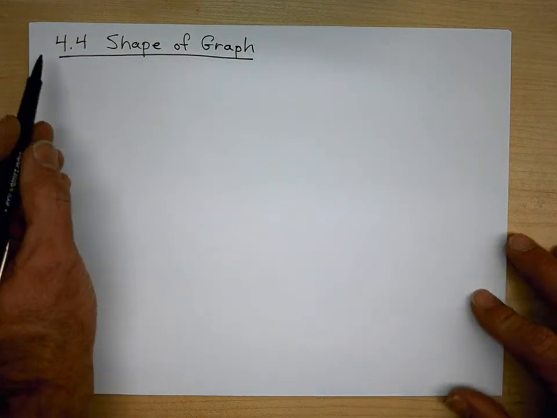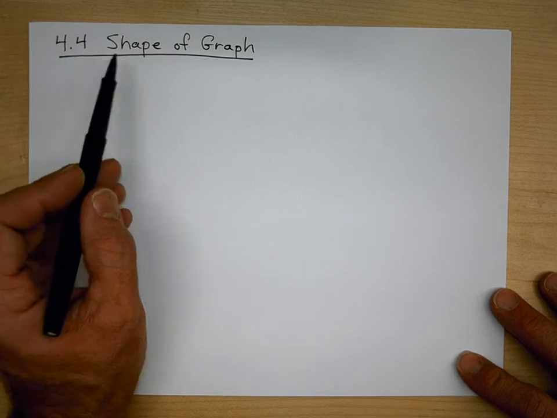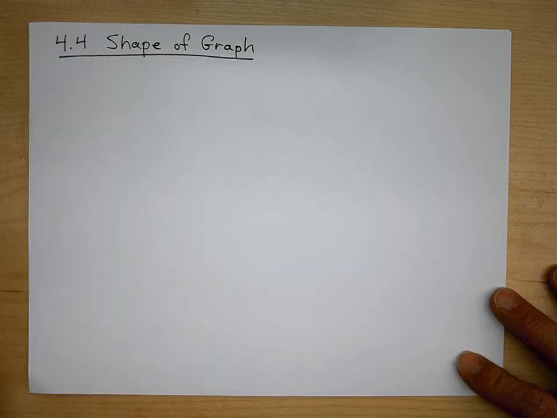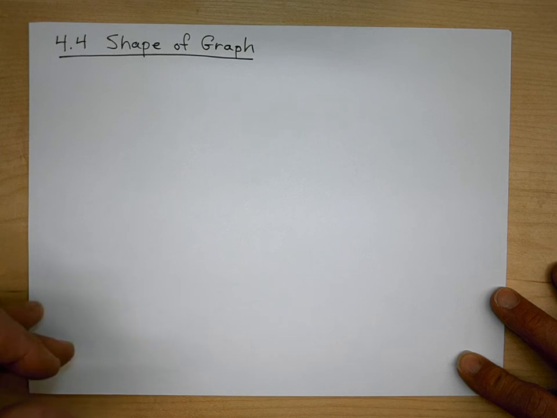In this lecture, I'm going to cover some ideas from 4.4 in the text, which is called Shape of a Graph. I think of this more as the ideas related to the second derivative and how that is related to the shape of the graph, but then also the second derivative test for critical points to determine if a critical point is a maximum, minimum, or possibly neither.